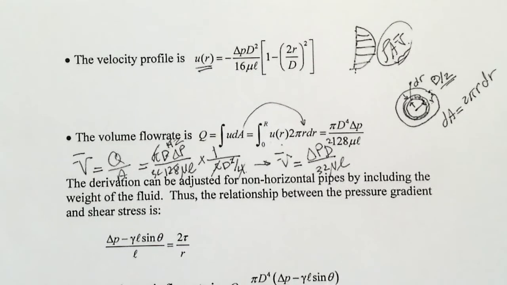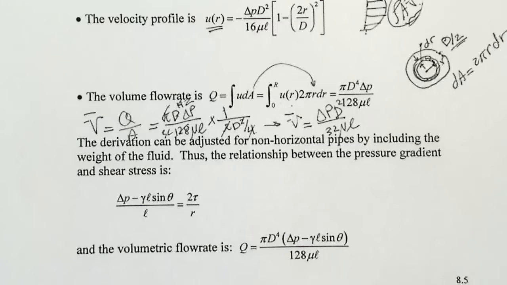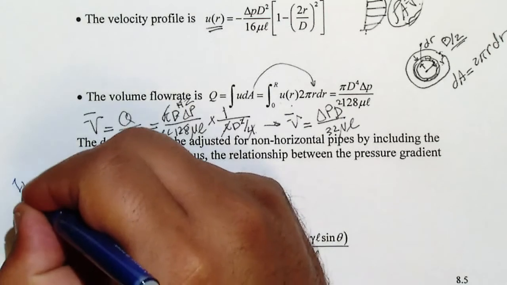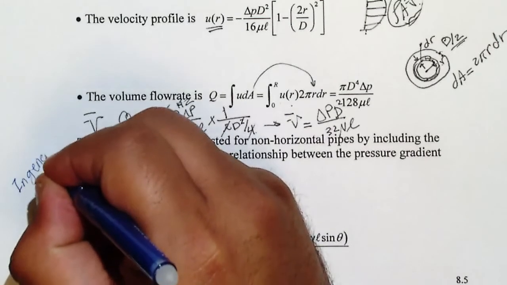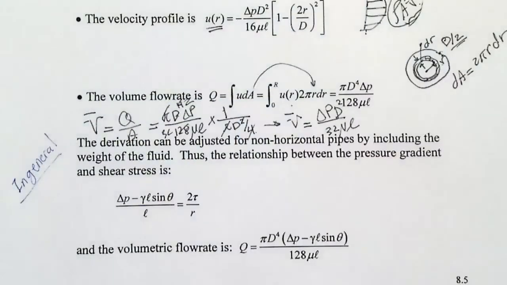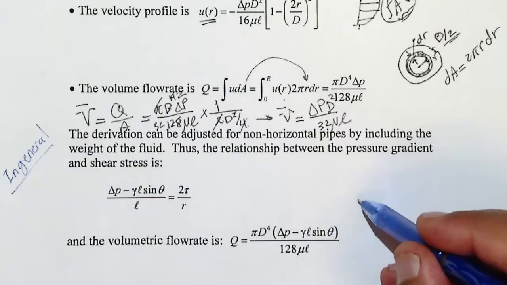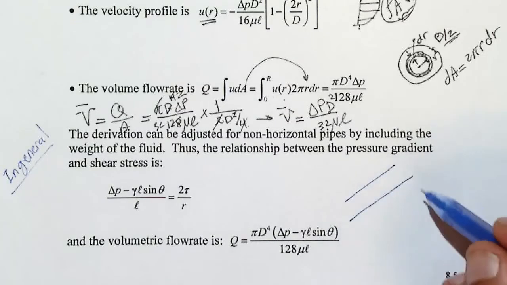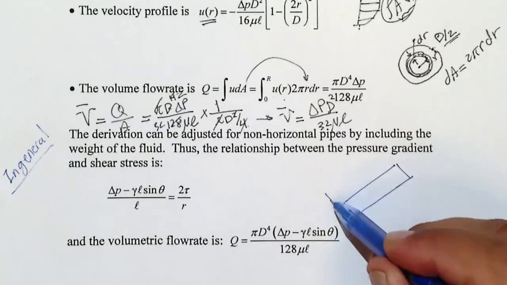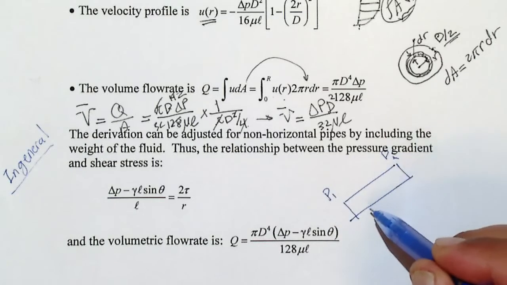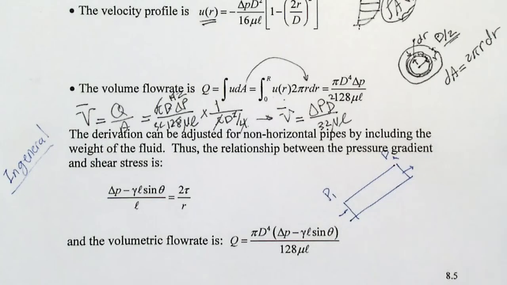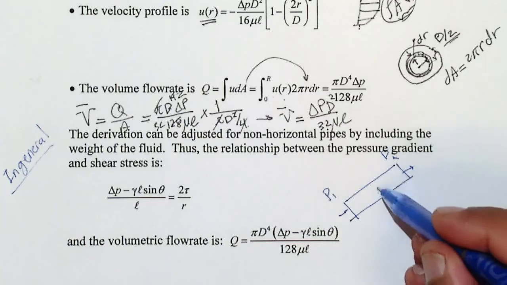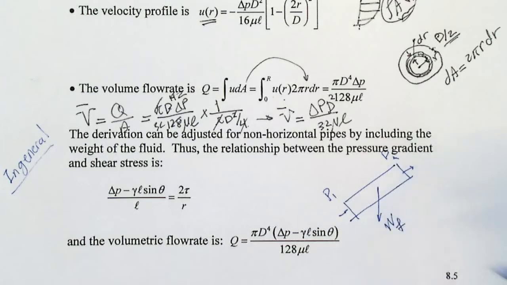fully developed laminar flow. Okay, but what is next? Next, you can find delta P, but in general form. In general means you have an inclined pipe. So when you have an inclined pipe, P1 and P2 would be there, the flow comes in and goes out, okay? But the flow by itself has a W, right?